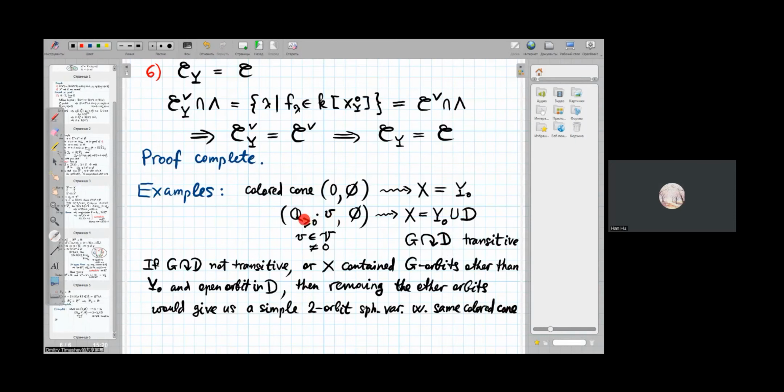The colored cone is constructed from the b-stable divisors on X. And the b-stable divisors would be essentially the same because we are removing orbits of smaller dimension. Okay? So since a simple spherical variety is uniquely determined by this colored cone, this will be the same variety X. This means that X does not contain any other orbits. So the only orbits contained in X are the open orbit and the open orbit in D. So the action of G on D is transitive.